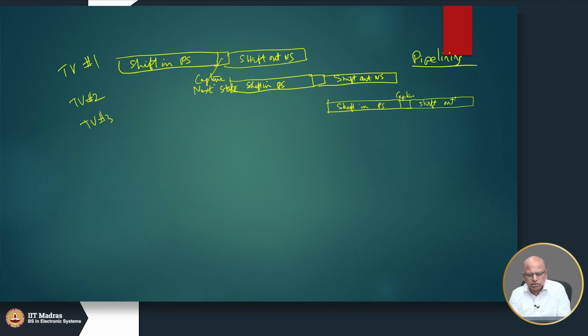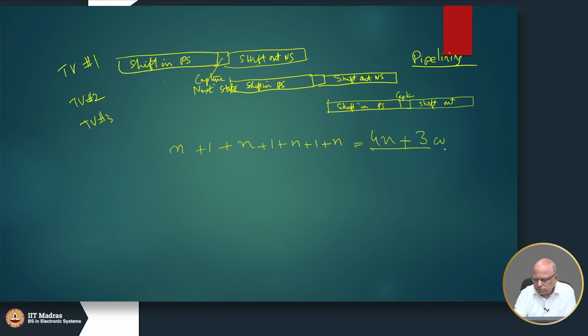So, if you had 3 vectors, then how many clock cycles will you do? N plus 1 plus n plus 1 plus n plus 1 plus n, right. So, it will take 1, 2, 3, 4, 4n plus 1, 2, 3. So, you will have 4n plus 3 cycles. Okay. I will leave it as an exercise for you.